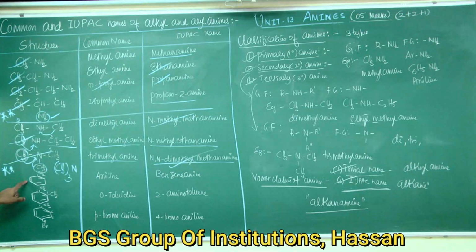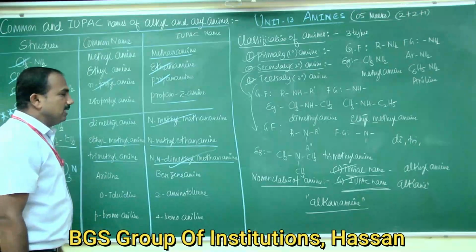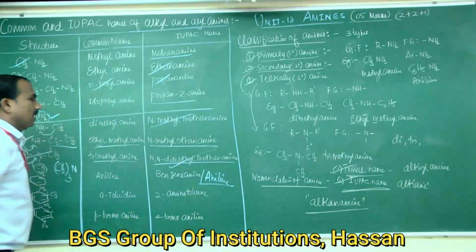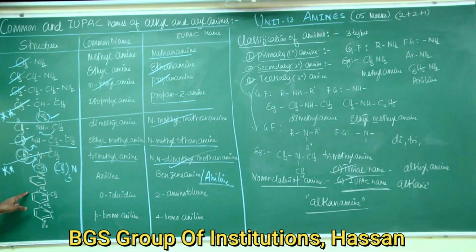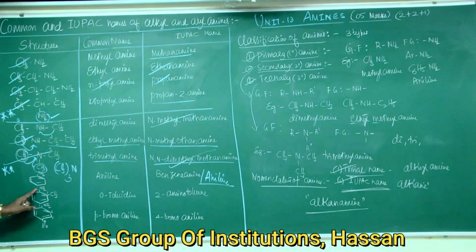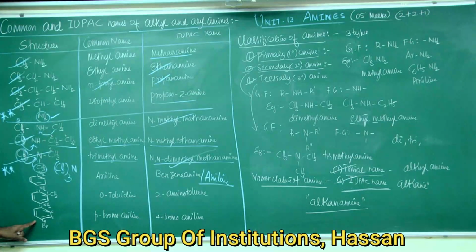Next is aromatic amines. That is a benzene ring connected to NH2. Its popular common name is aniline. The IUPAC name is benzenamine, or you can also use the same word, aniline. Second one, a benzene ring connected to NH2 and CH3. The common name is ortho-toluidine. The methyl is at the ortho position, therefore ortho-toluidine. Its IUPAC name is 2-aminotoluene.